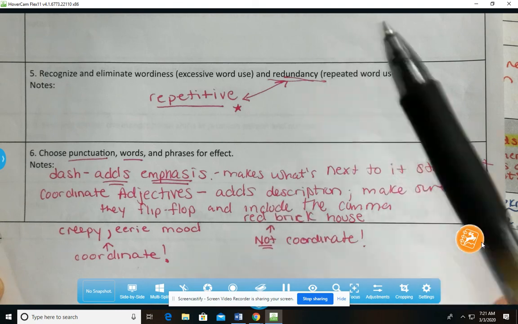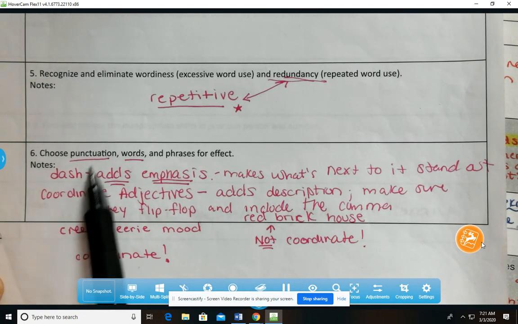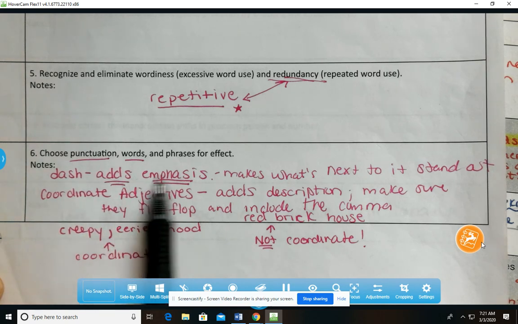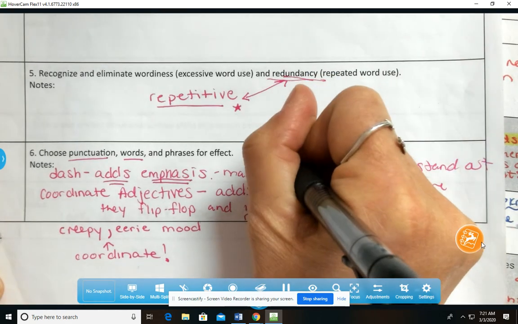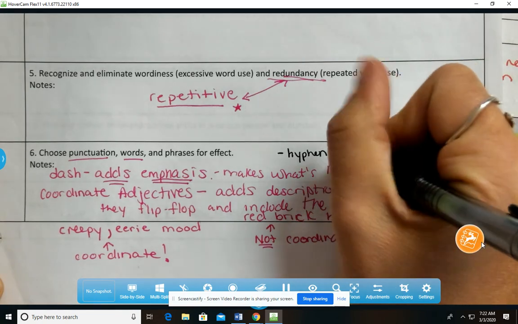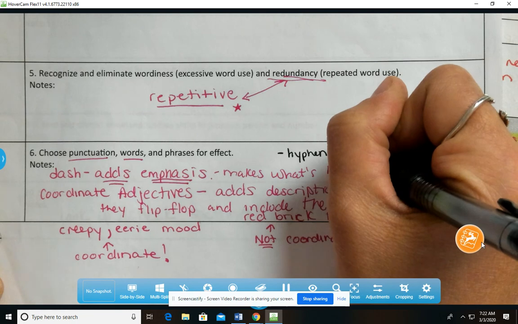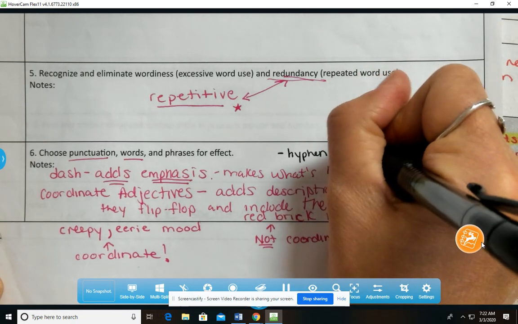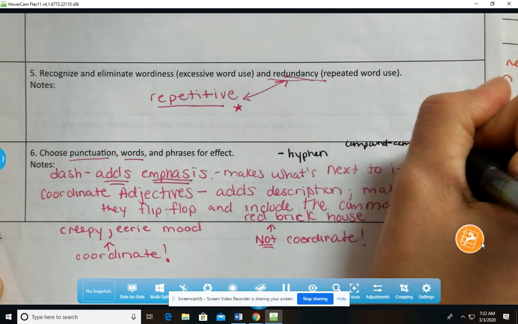So we've talked about all of these notes before, but if you happen to not have them copied down, get them copied. The dash is a punctuation mark that's used to add emphasis, and it makes what's next to it stand out. The dash should not be confused with the hyphen. A hyphen is a little narrower, and a hyphen's used to show the closeness between two words, like a compound complex sentence. That's different.